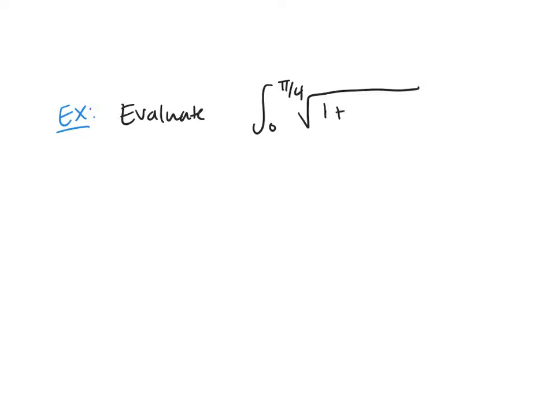So let's look at some examples involving trig integrals. Let's say I want to evaluate the integral from 0 to pi over 4, the square root of 1 plus tangent squared dx. If you remember, there's a formula. It says sine squared plus cosine squared is 1. But if you look inside of our square root, we have tangent squared.